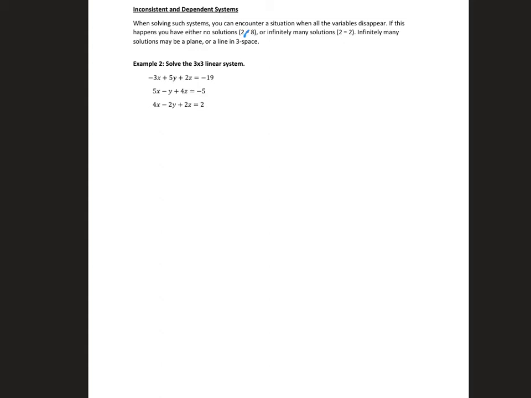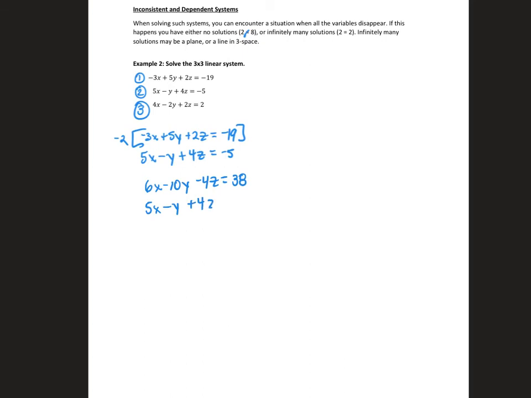Let's consider example 2. We have our 3 by 3 system. Here are my 3 equations. I need to pick 2 of them to get started with, so maybe I pick the first 2. And I need to eliminate one of the variables. Which variable you pick is up to you. Maybe I eliminate z again. So I'm going to multiply the top equation by -2. So I have 6x minus 10y minus 4z equals 38. 5x minus y plus 4z equals -5. And when I add these two equations together, my z's cancel, and I'm left with 11x minus 11y equals 33.